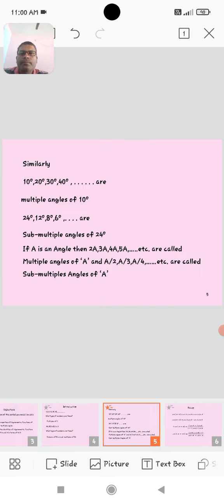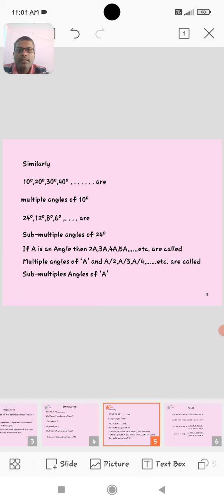Similarly, 10 degrees, 20 degrees, 30 degrees, 40 degrees, and so on are multiple angles of 10. Very clear? 10 2s are 20, 10 3s are 30, 10 4s are 40. The same way, 12 degrees, 8 degrees, or 6 degrees are submultiple angles of 24. Are you clear? 24 is divisible by 12, and also by 8 and 6.